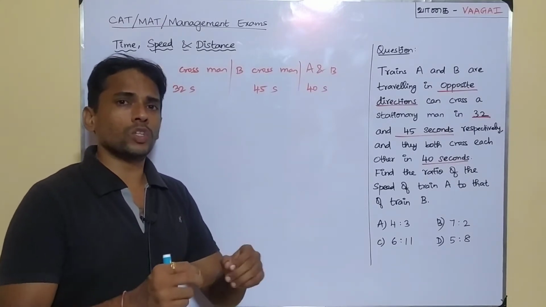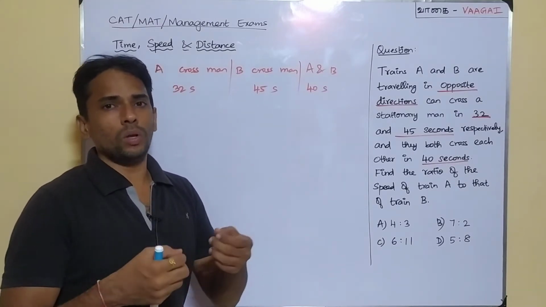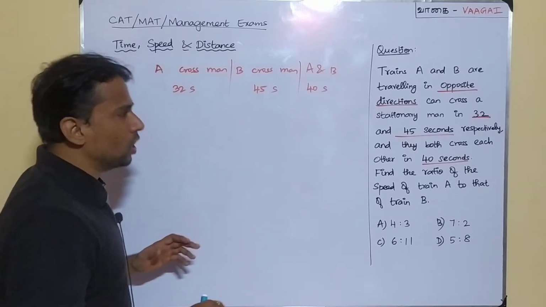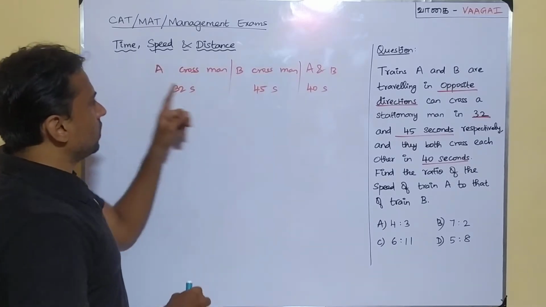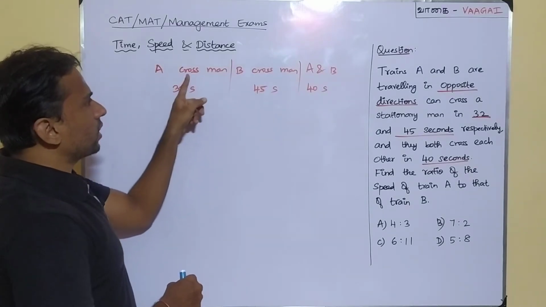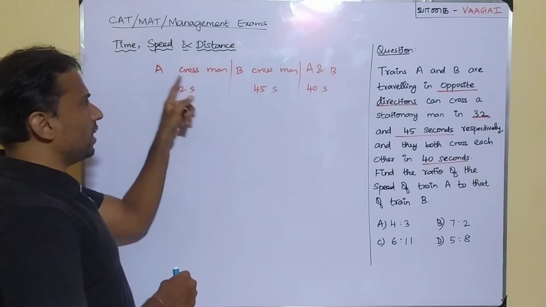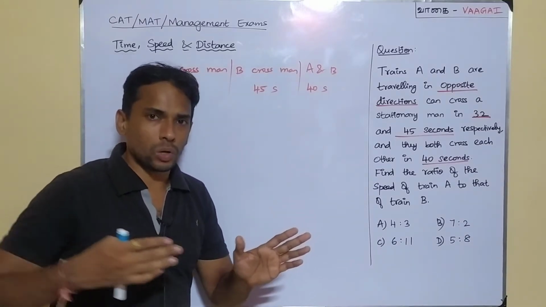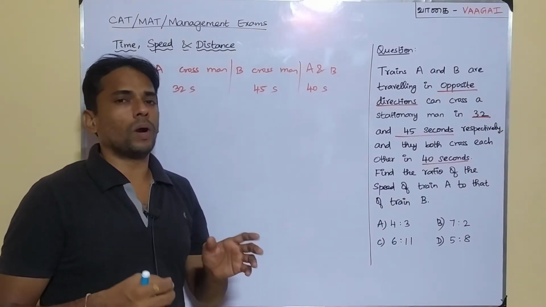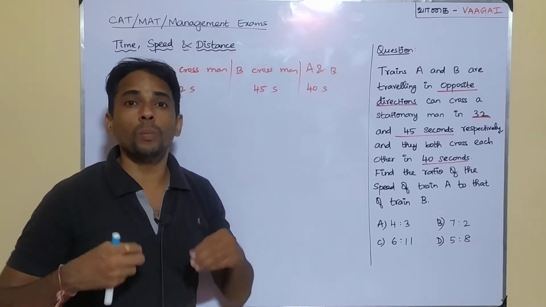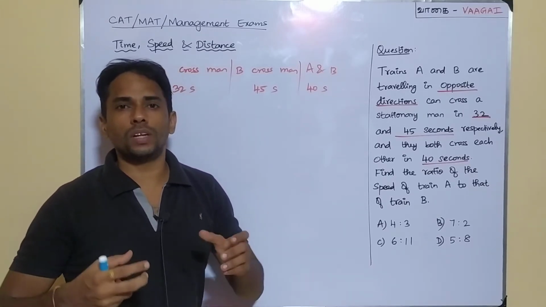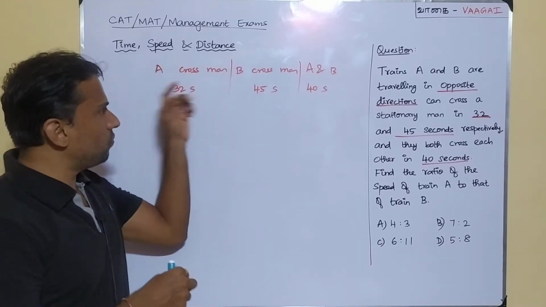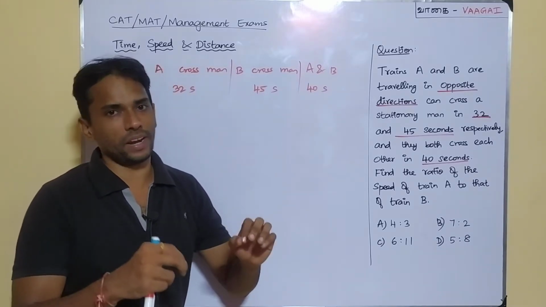So now we will try to solve in a conventional way. That means what we will try to do here is we'll assume some basic things. First thing is we have train A crossing a man. That is, this train A is going to cross a man. So what happens when a full length train is going to cross one stationary man? The train has to travel how much distance? The train should travel its own length. Is it or not? So that means we have to define something here for the length of the train A.